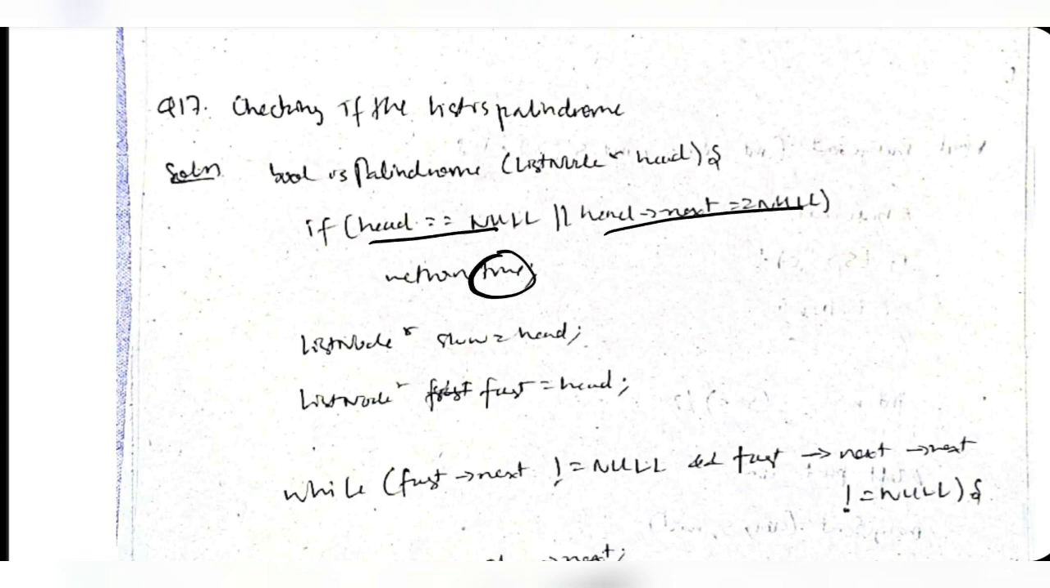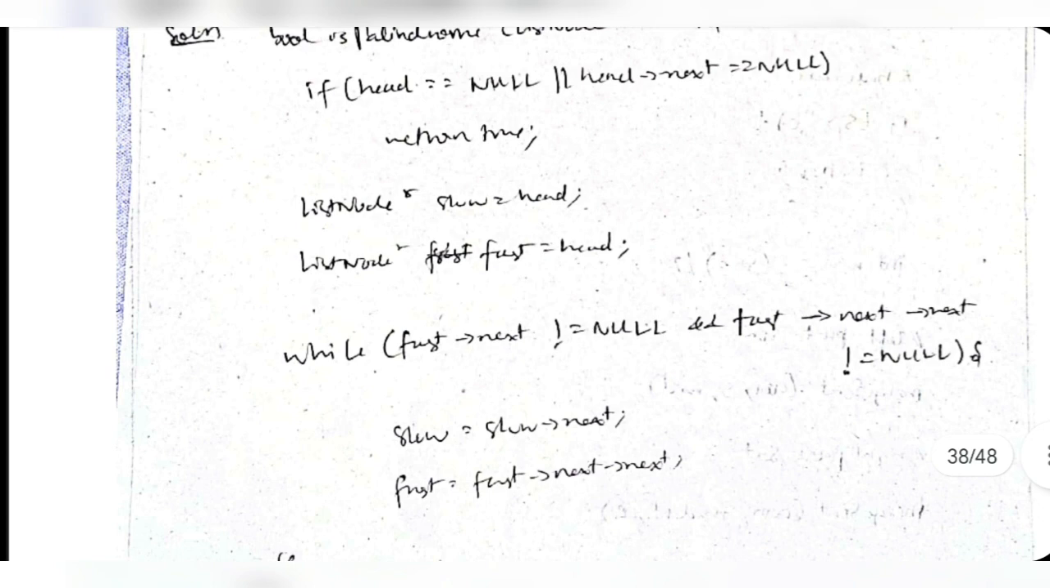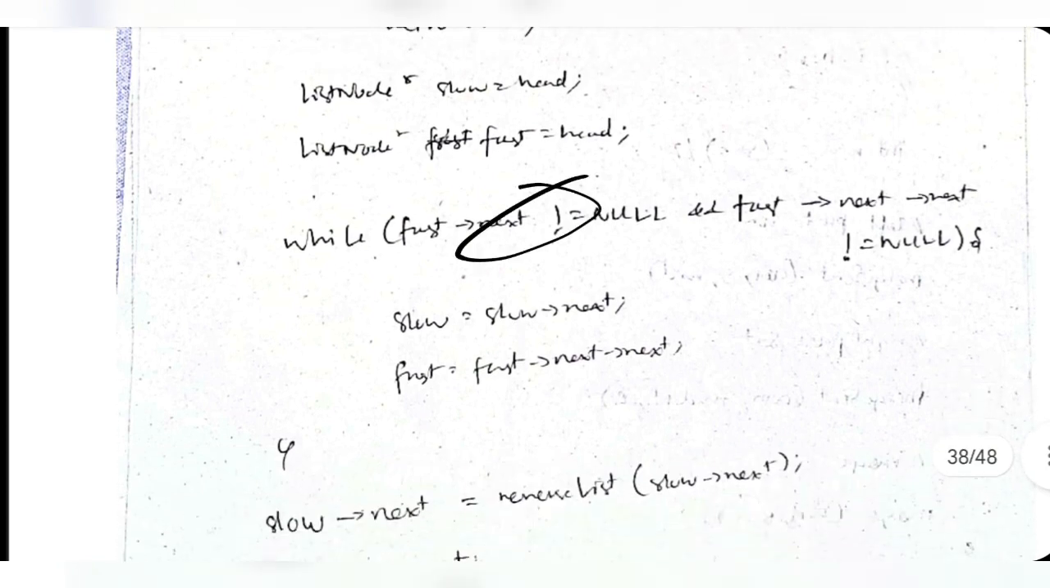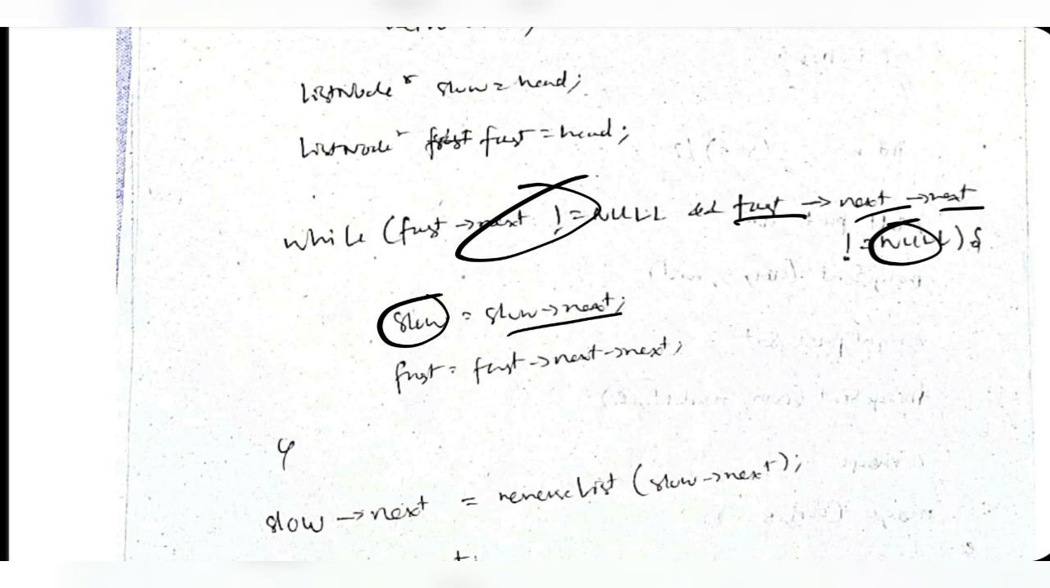Okay, while fast of next is not equal to null, and fast of next of next is not equal to null, slow is equal to slow of next. If you don't understand what's happening, refer to my theory explanation of slow and fast pointers. So if it's not a circular list, if any of these reaches null, it means it's not a circular list, and we come out of this while loop. Then slow dot next is equal to reverse list of slow of next.